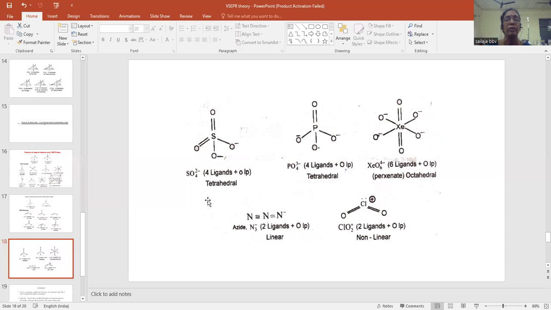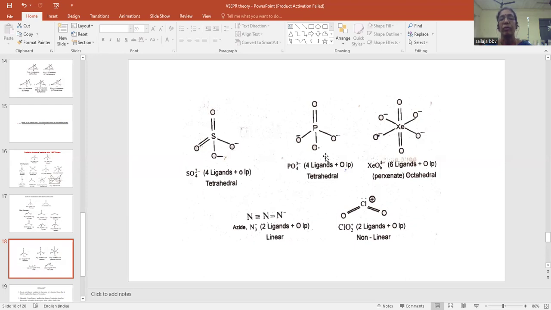Let's go through some more examples. SO4 2 minus. Here the central atom sulfur belongs to group 6. 2 oxygen atoms are having double bonds. So they will share a pair of electrons each to the central atom, and another two oxygen atoms are having single bonds. They will share a single electron to the central atom. So total 4 plus 2, 6 electrons will be shared by the surrounding atoms. So the group number 6 minus 6 divided by 2, which is equal to 0. Here also there are no lone pairs of electrons.